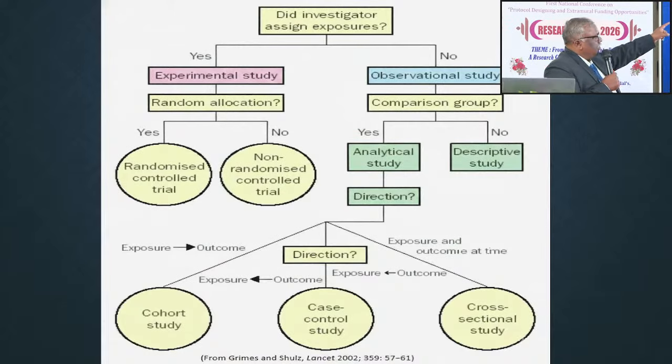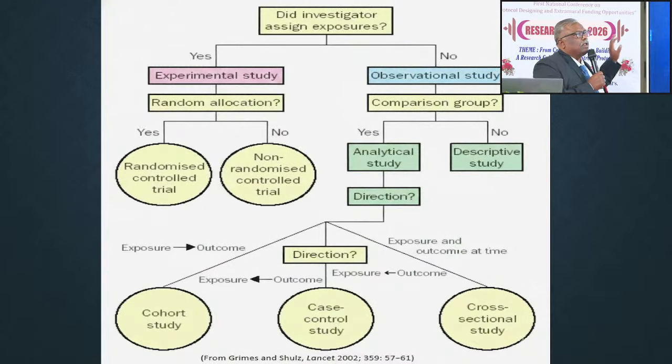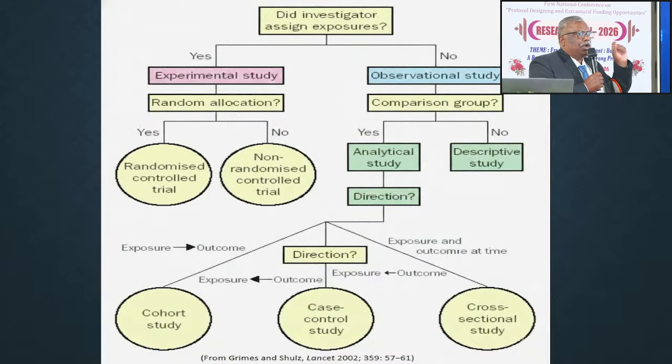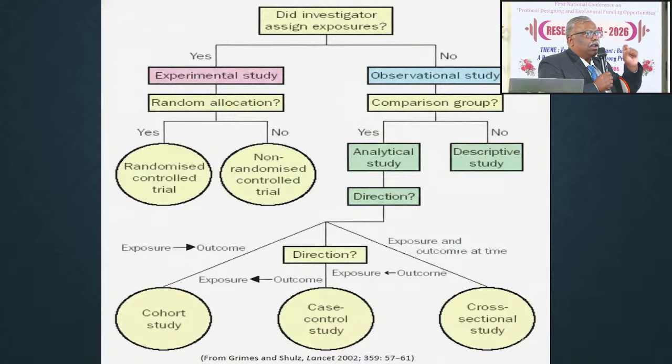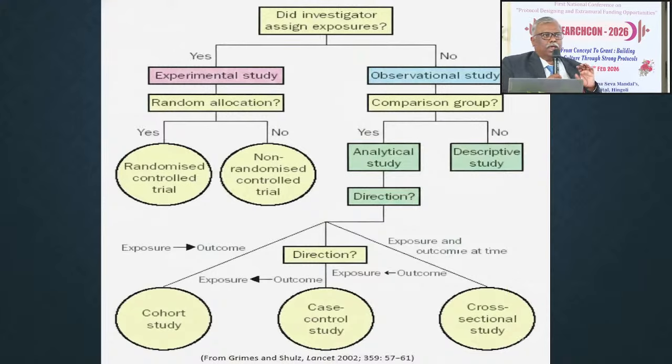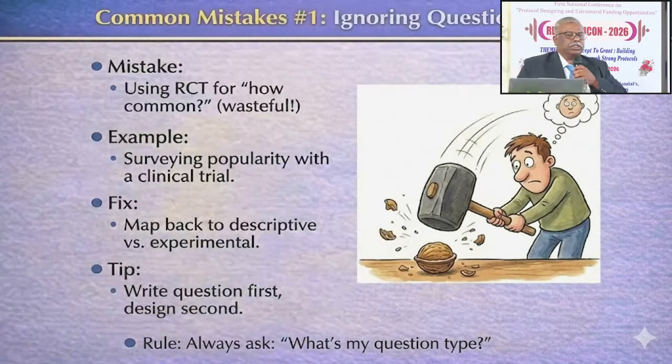But if the lead investigator assigns the exposure, if we are assigning a treatment, then it is an experimental study. If that treatment is allocated randomly, then it is a randomized control trial. If there is no random allocation, then it is called a non-randomized control trial. Okay, this is the summary.